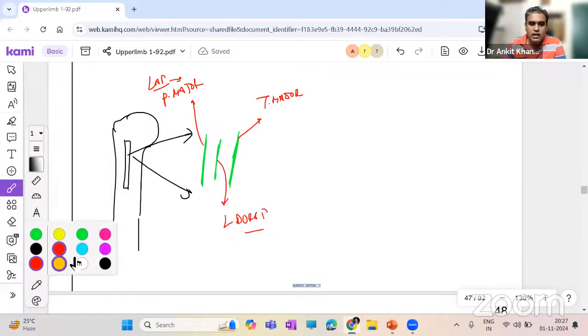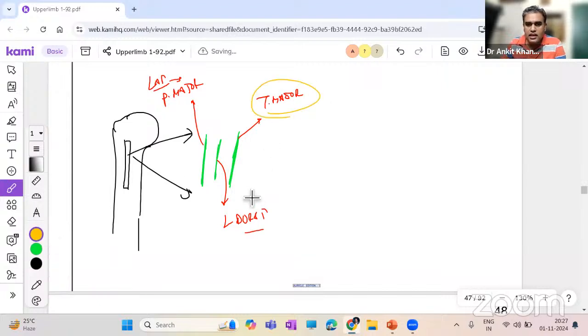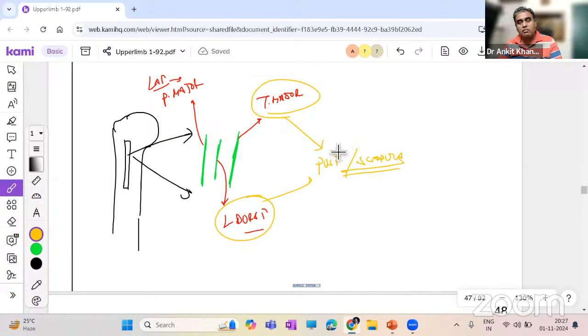Now, think over here that these 2 muscles, teres major and latissimus dorsi, were coming from where? They were coming from the posterior aspect, the region of the scapula. So they are part of the posterior wall of the axilla. This pectoralis major is coming from where? Let me use a different color. This pectoralis major is coming as the anterior wall of the axilla. So the anterior wall and the posterior wall are actually converging. They are meeting where?